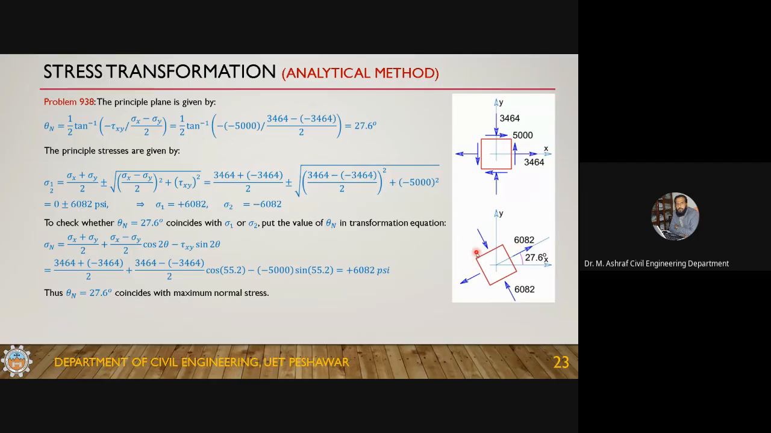Now show the result. Rotate the element by a counterclockwise angle of 27.6 degrees. On that plane, show the positive result. If you show a negative result on this one, that will be wrong. So 6082, and this other is a compression of 6082. So this is the principal state of stress along with its orientation. The principal stress at that point will be acting at an angle of 27.6 degrees with the x-axis. Any question from your side?